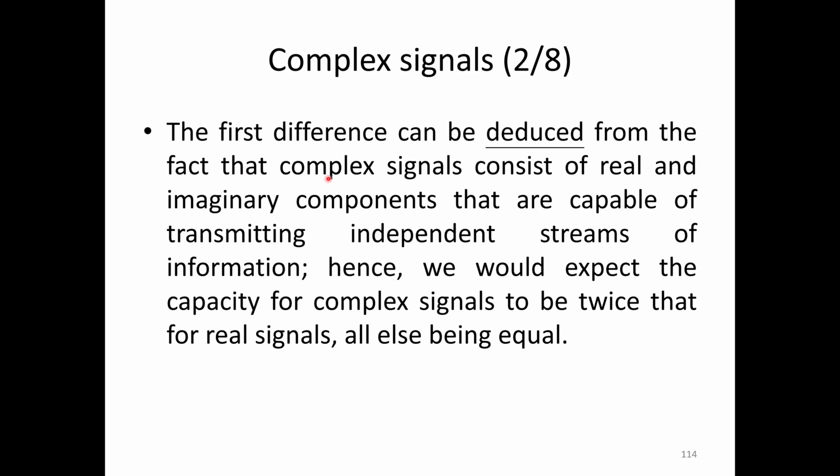From the fact that complex signals consist of real and imaginary components that are capable of transmitting independent strings of information, hence we would expect the capacity for complex signals to be twice that for real signals, all else being equal. This is also the reason why we need to use the complex number to express a signal, because we can have the double capacity.